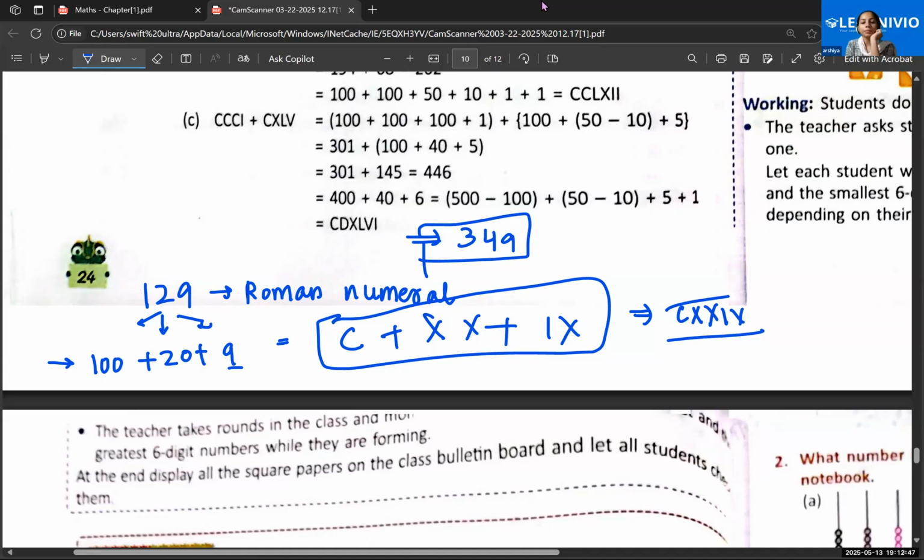Ma'am, 300 is CCC, 40 is CL, but I can't write 4C. No, you cannot write 4C. Wait, for 40 you're saying. Yes. We just wrote 40. How do you write 40? Oh, yeah. We should write XL. XL, yes.